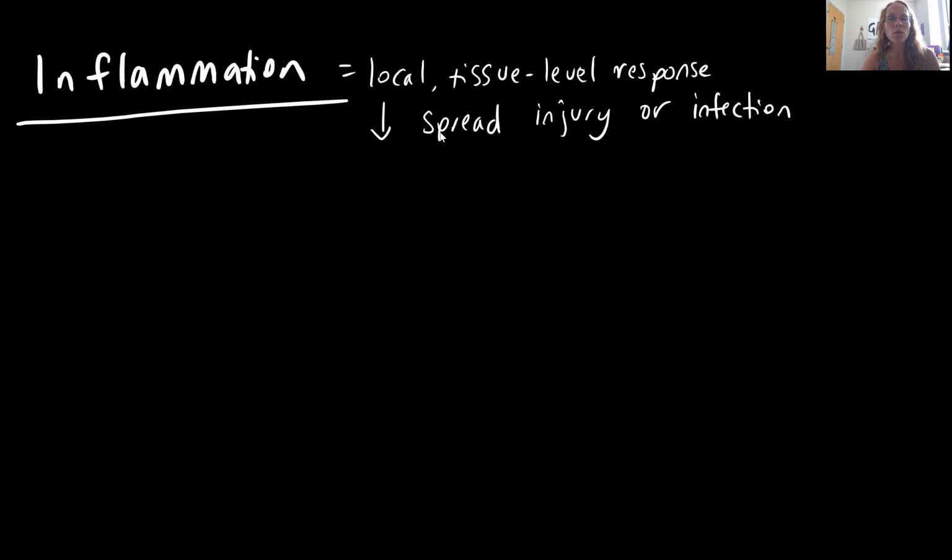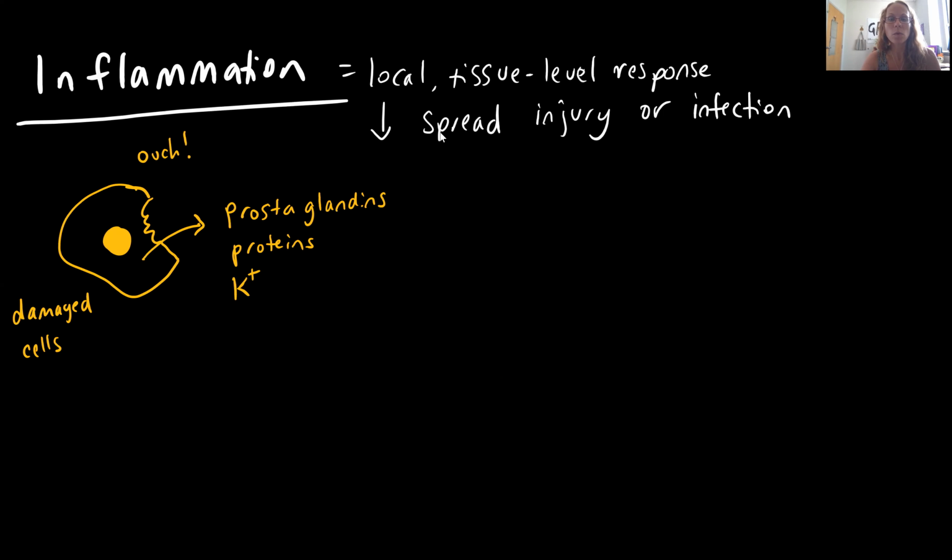Inflammation is a very localized tissue level response, and it's important because it's going to help to stop the spread of injury and also stop the spread of infection. And it's going to do this in a couple ways. So what we see happening is that if you have some cells that are damaged, they're going to be releasing some chemical signals into the surrounding fluid. So we're going to have what are called prostaglandins released, some proteins are released, and if that cell has ruptured, then potassium ion is going to be in a higher concentration than normal in the ECF.